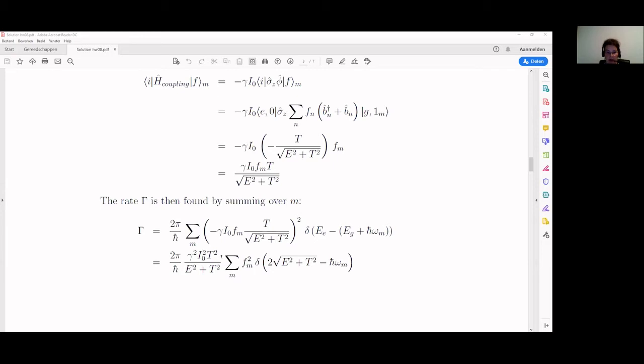So if I rewrite this a little bit into a nicer form, I put all the constants that don't depend on m in front again, and then there is the sum left of fm squared, and the delta function is also a little bit rewritten by substituting the explicit expressions for EE and EG. So this is your rate, expressed as a sum over these fm squared.